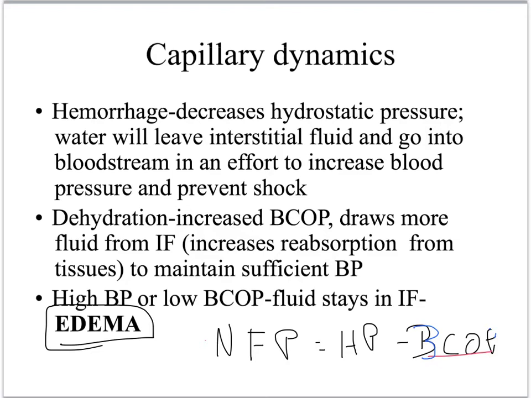If you have a loss of BCOP because you have liver failure, so your liver is not producing proteins, as I mentioned in the last slide, or you've lost proteins, then you don't have enough BCOP to pull fluid back into the vessels. So again, you have edema. So think about what causes edema. Too much hydrostatic pressure or too little BCOP? Think about what happens, let's go back up here, with dehydration. Think about what happens with hemorrhage. So work your way through that using this equation.